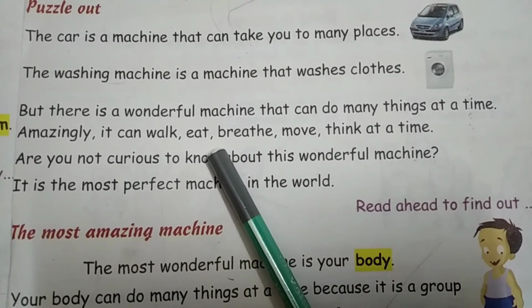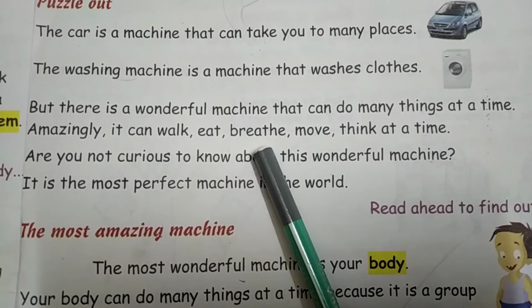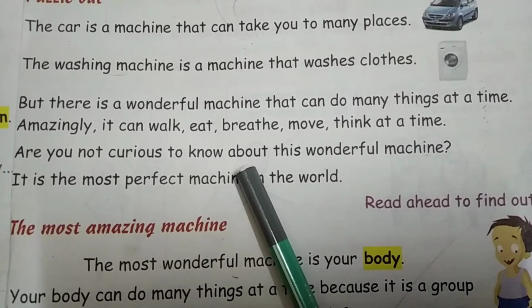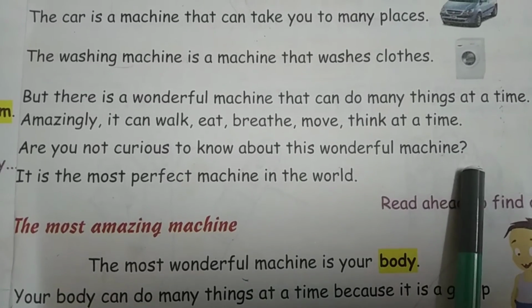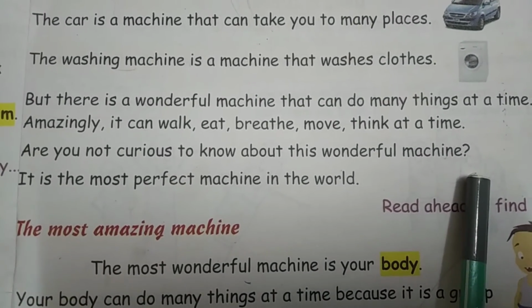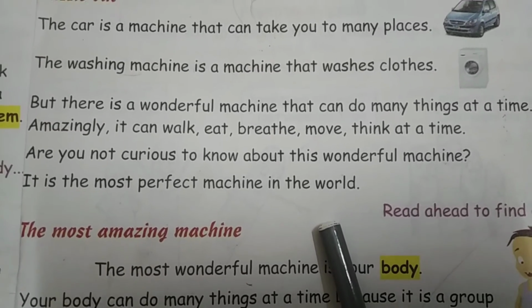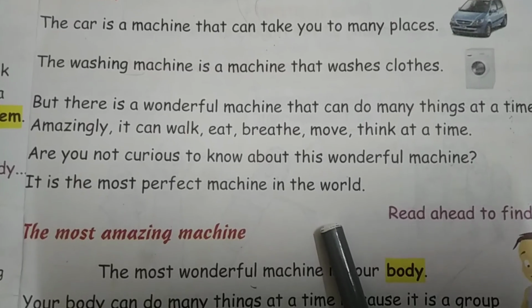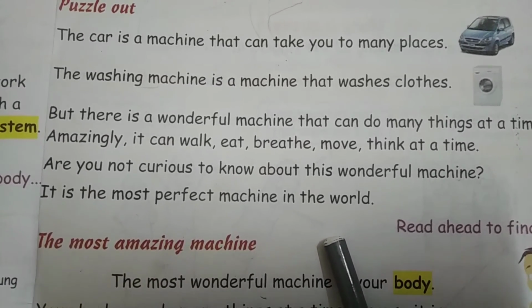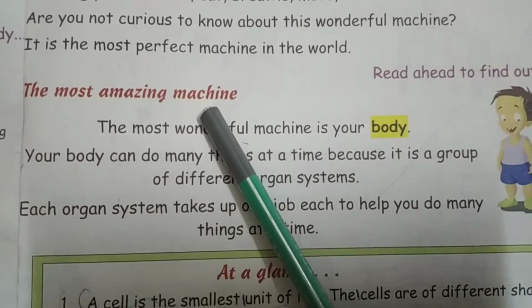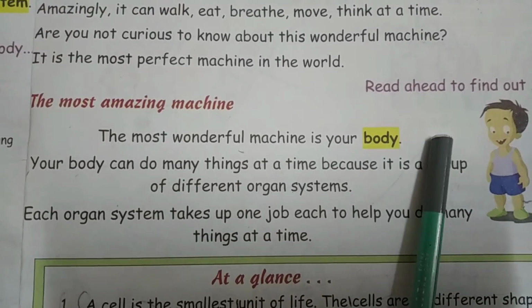Amazingly, it can walk, eat, breathe, move, and think at a time. Are you not curious to know about this wonderful machine? Can you tell me what it is? Yes, it is the most perfect machine in the world. That is, yes, the human being. We can eat, walk, breathe, think, and do all these things at a time, children, right? So the most amazing machine is what? The most wonderful machine is your body, children.